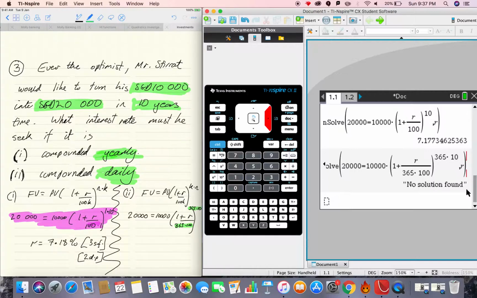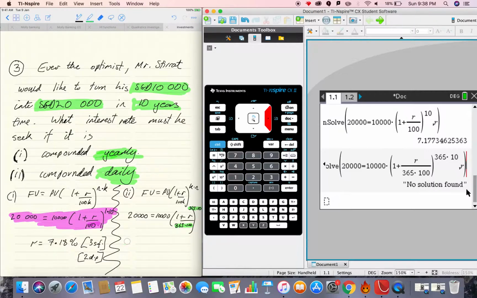Anytime we've got an nsolve that says no solution found, then we've got to think, is the calculator broken? And maybe we have to try a slightly different way of solving it, because we should be able to solve this. Okay, so let's resort to an algebra solution. Let's go back to our screen here. If we divide both sides by 10,000, that will leave this as a 2.